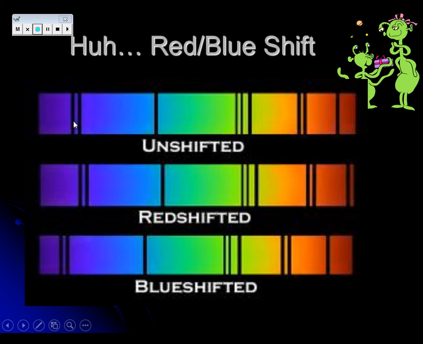If you compare it to our sun, our star above it, the lines in the middle one seem to be moved over towards the red part of the spectrum. All those black lines have shifted to the red side. Blue shift is the very bottom one, and those black lines that indicate elements are shifted left, to the blue side of the spectrum.